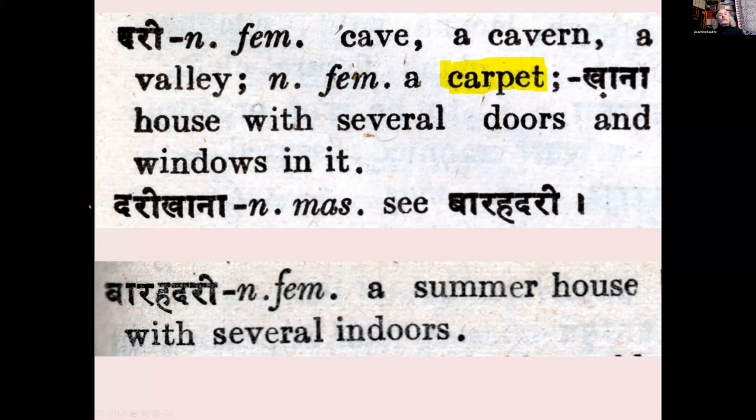And Darihana, see Baradari. Baradari means actually a house with 12 openings, Bara, 12, but a summer house with several doors. So here the dictionary is not of much help.